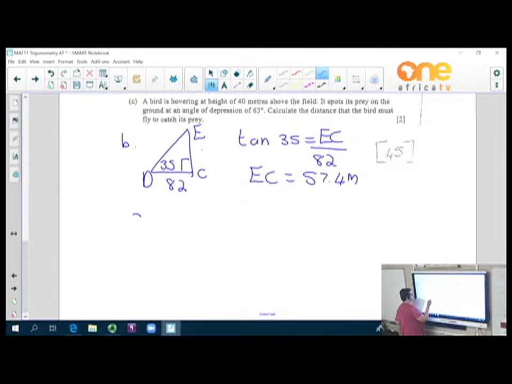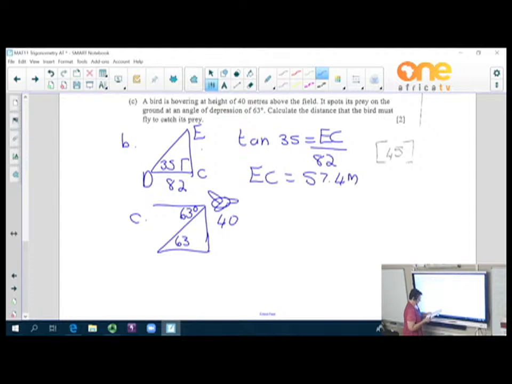And then the last one, number C. Now you have this bird above the field at a height of 40 meters above the field. So there's the 40 meters. It spots its prey on the ground at an angle of depression. Now, where is that angle? Here's the bird. Here is the bird flying. So the angle of depression is here, 63 degrees. That is outside the triangle. So you need to find one inside the triangle.